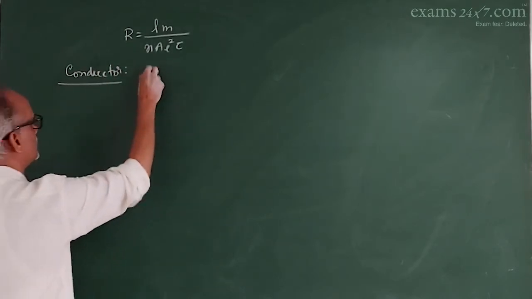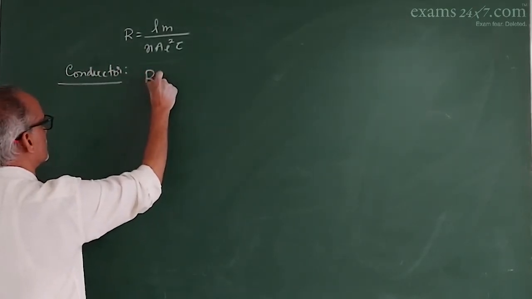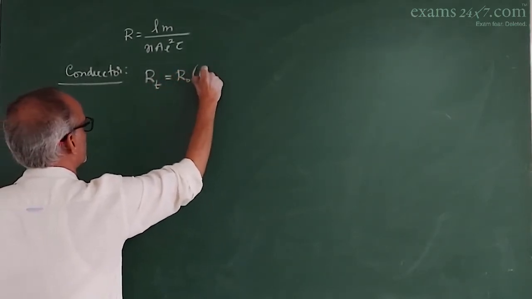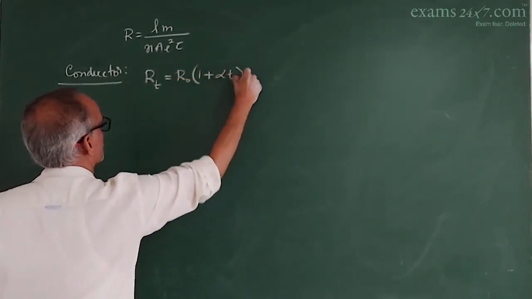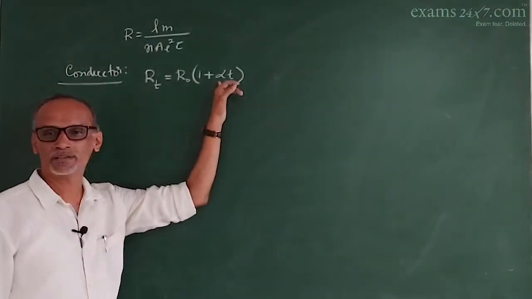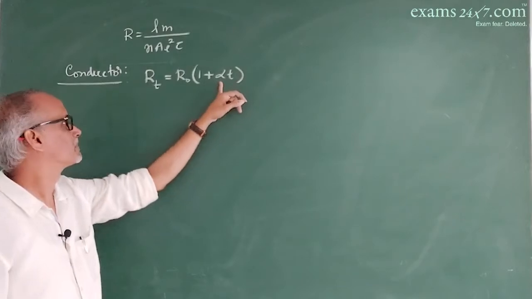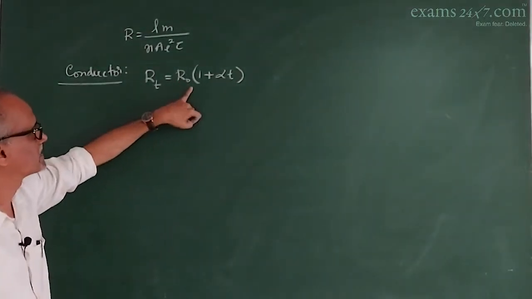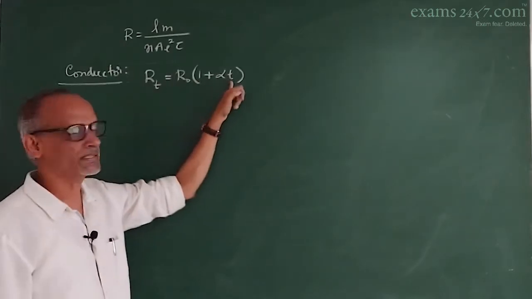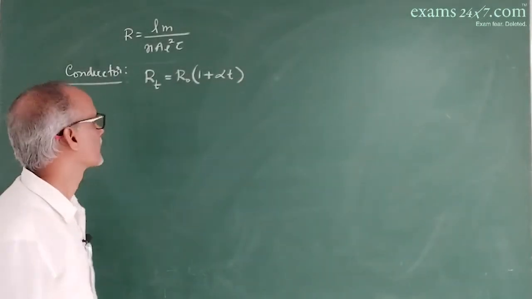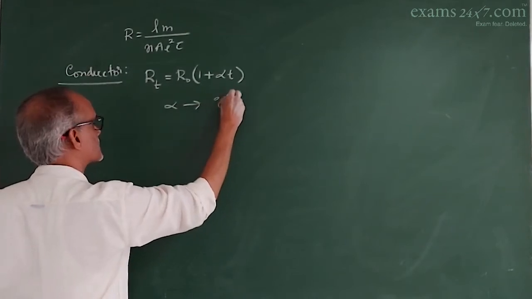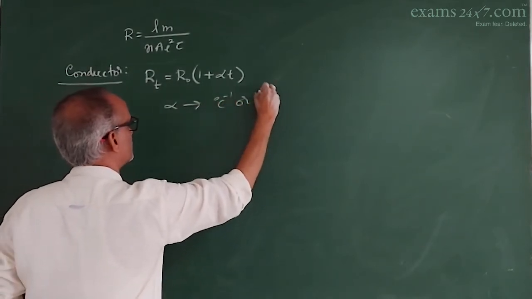In a conductor, the resistance increases according to the equation RT is equal to R0 into (1 plus alpha T), where alpha is called the temperature coefficient of resistance, and R0 is the resistance at 0 degree and RT is the resistance at T degree centigrade. Here T is the temperature and the unit of alpha is either per degree centigrade or you can even express it in terms of per Kelvin.